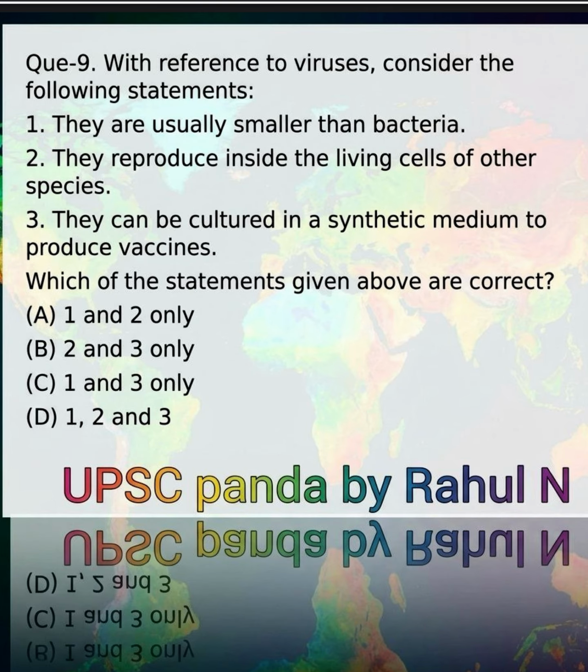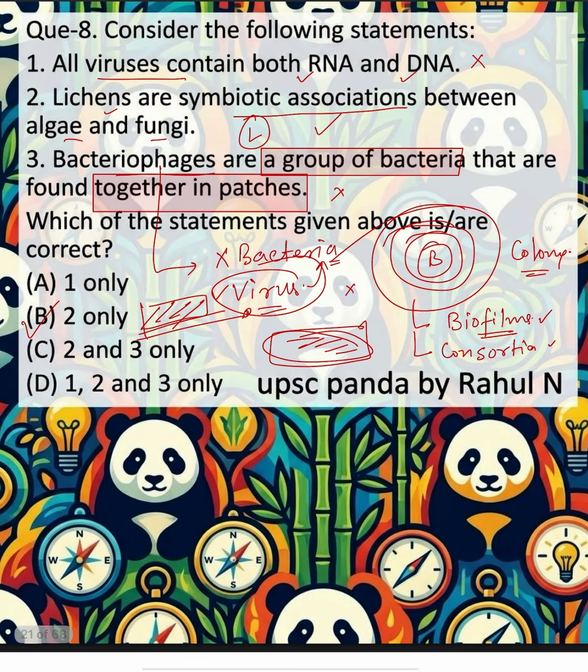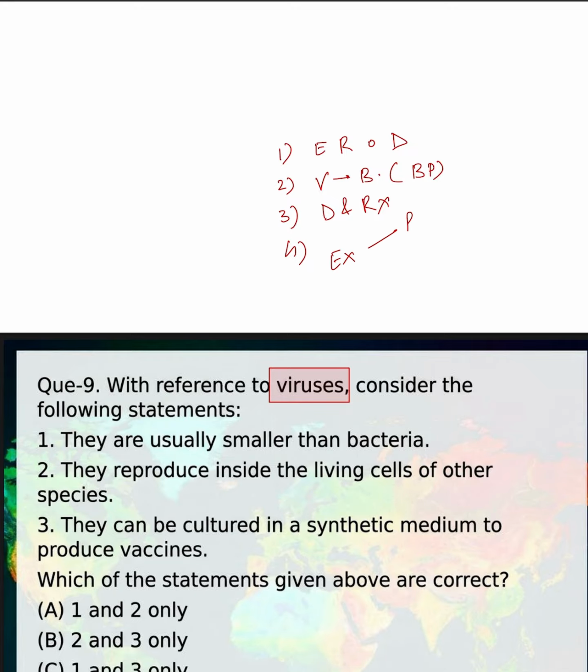It is with reference to viruses. Again, see, virus. We have read a few things about virus so far. First, either RNA or DNA. Second, a virus can infect bacteria, also called bacteriophage. Third, a virus cannot have both DNA and RNA. And fourth, an example: the RNA virus is COVID and the DNA virus is herpes virus or smallpox.